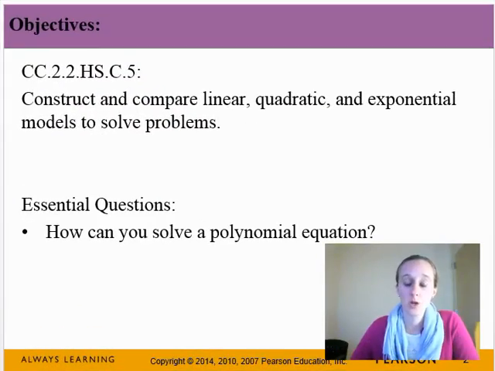Welcome to 2.5 Part 2, Zeros of Polynomial Functions. Our objective today is to construct and compare linear, quadratic, and exponential models to solve problems. And the essential question, there's only one, is how can you solve a polynomial equation?